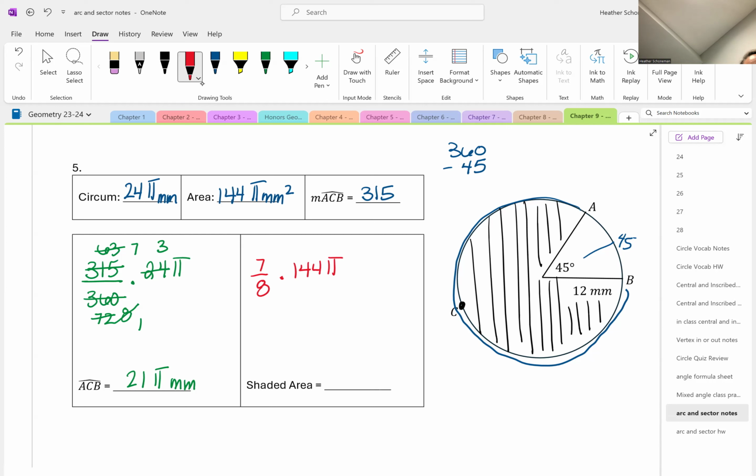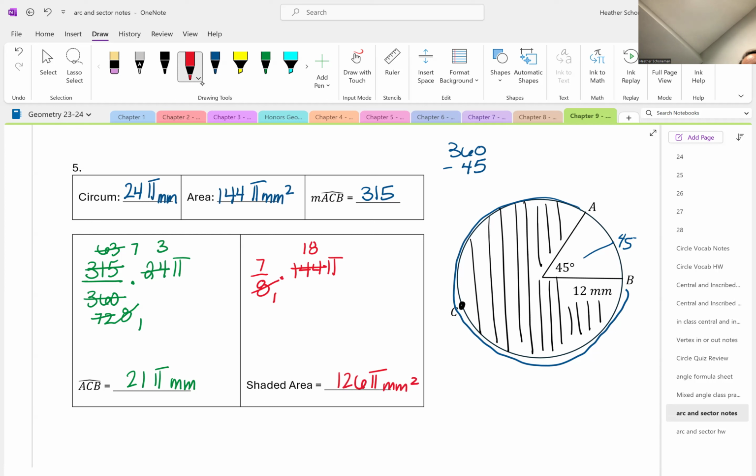And the 7 and 8 won't reduce, but 144 and 8 will. I can divide them both by 8. So 8 divided by 8 is 1. 144 divided by 8 is 18. And now when I multiply straight across the top, I get 126 pi. And on the bottom, I get 1, but it's not necessary to write when the 1 is on the bottom.